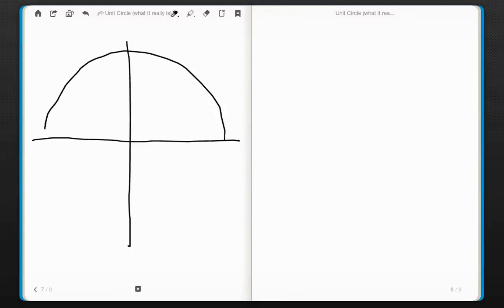Ooh, this could be one of my best. Ooh, it's going to be a unit football. Oop, unit, I don't know what it is, unit something.